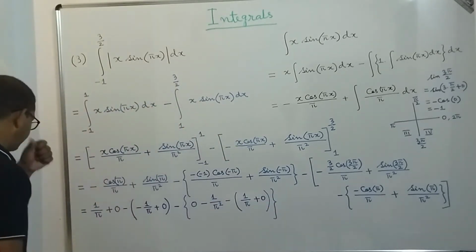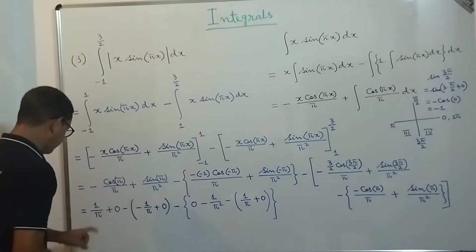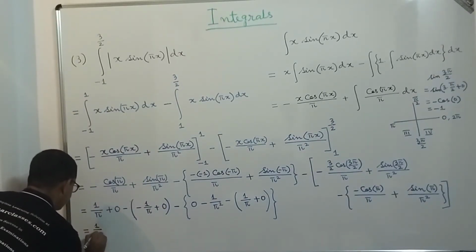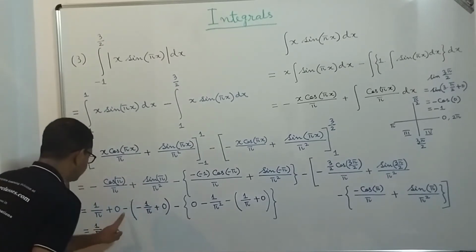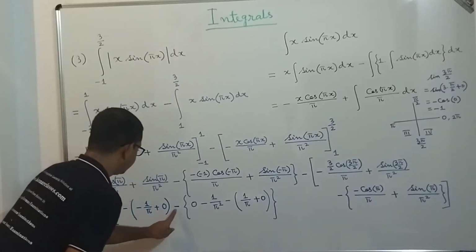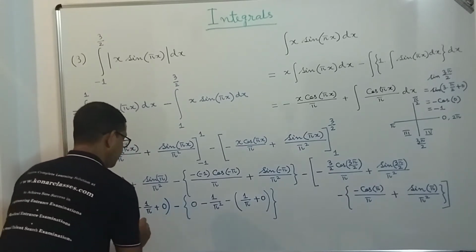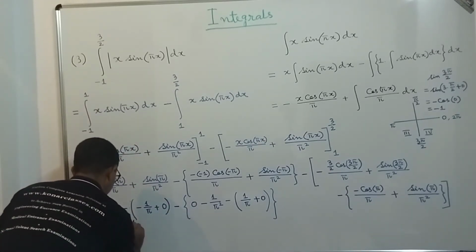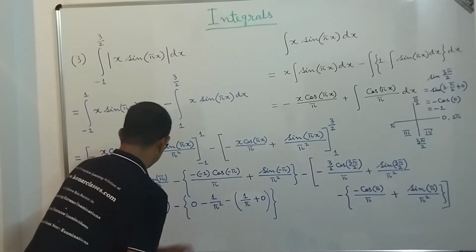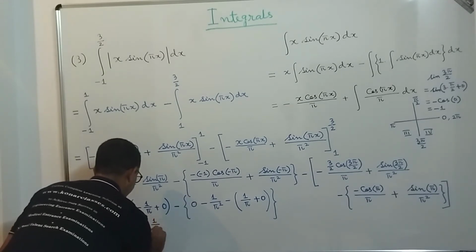Let me compute the value in a different color. What is the value of this? It is 1 by pi. So this is equal to 1 by pi plus, because minus and minus become plus, 1 by pi. Here we get plus 1 by pi square, and minus becomes plus, so this becomes plus 1 by pi.